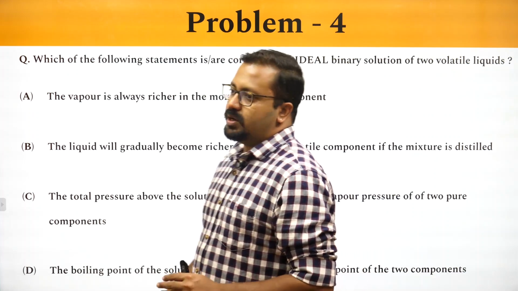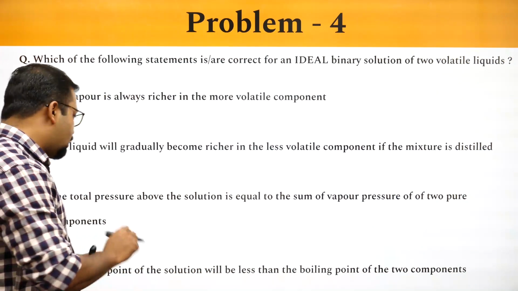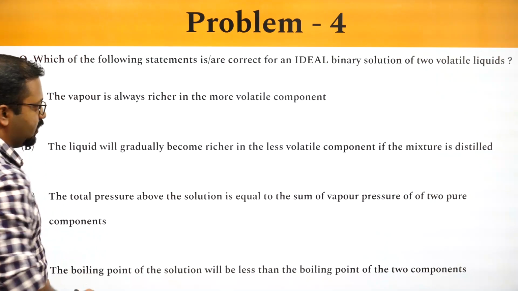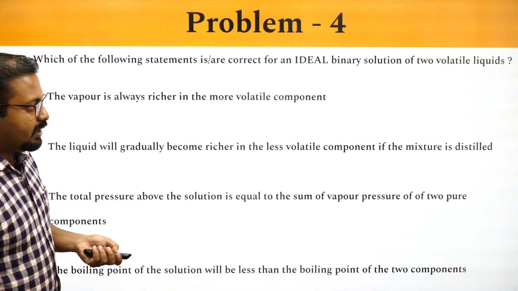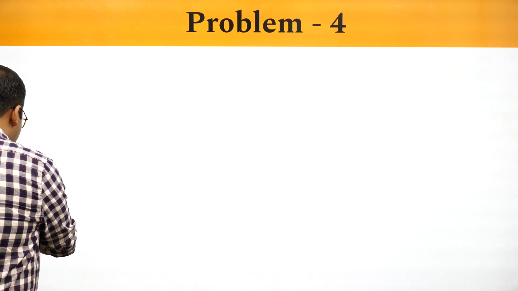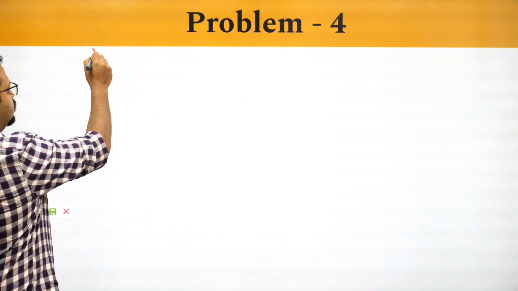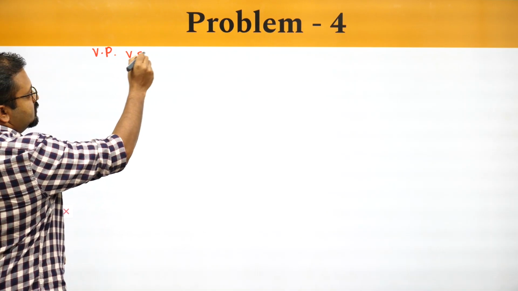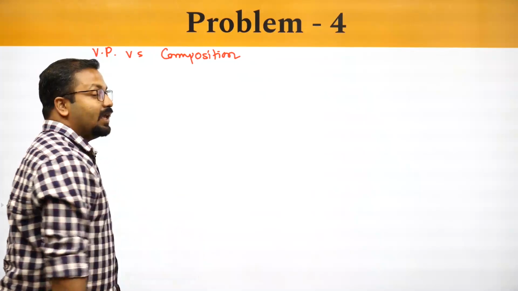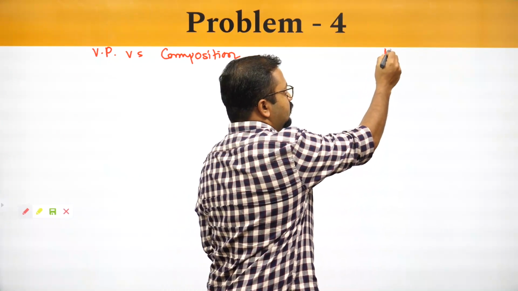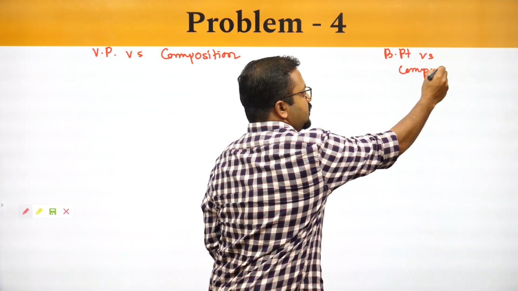Now, to understand this question, I can tell you the theory or I can explain you the plots. Okay, so plots समझ लीजिए because plots are pretty important. So, plots समझने के लिए हमें करना क्या होगा? That we will try to identify what does the vapor pressure versus composition plot looks like, and what does the boiling point versus composition plot looks like.